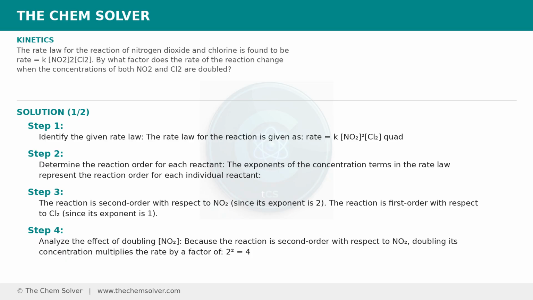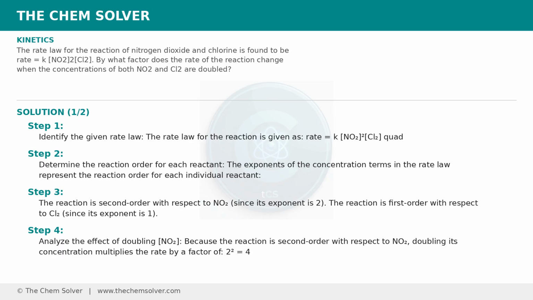The exponents of the concentration terms in the rate law represent the reaction order for each individual reactant. The reaction is second order with respect to N2, since its exponent is 2. The reaction is first order with respect to Cl2, since its exponent is 1.